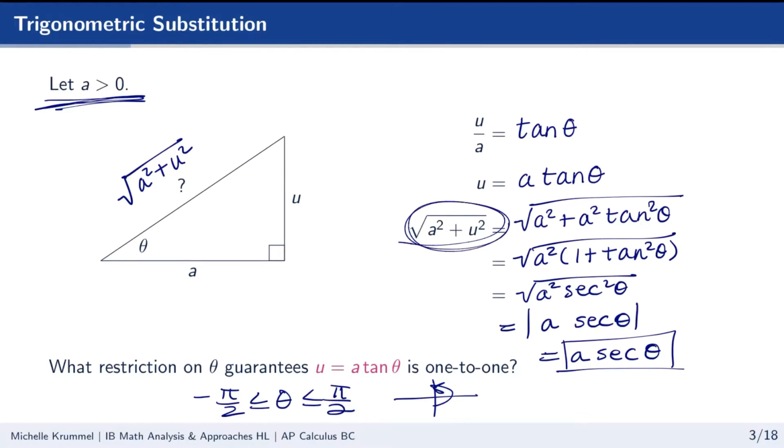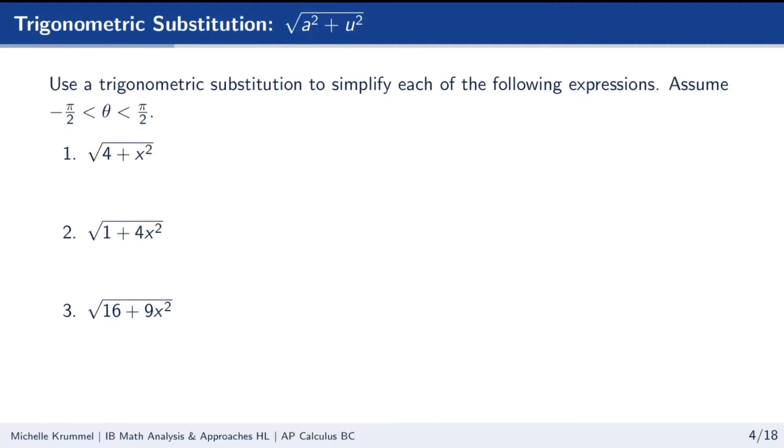When we have something in the form of the square root of a squared plus u squared, we can replace it with a secant theta. Okay, so let's try it here. These look like the same expressions. So we've got a equals 2, u equals x. Here we've got a equals 1, u equals 2x. Here we've got a equals 4, u equals 3x. And we're making the substitution a secant theta. So you could just go straight to the answer if you see how this is going to work out.